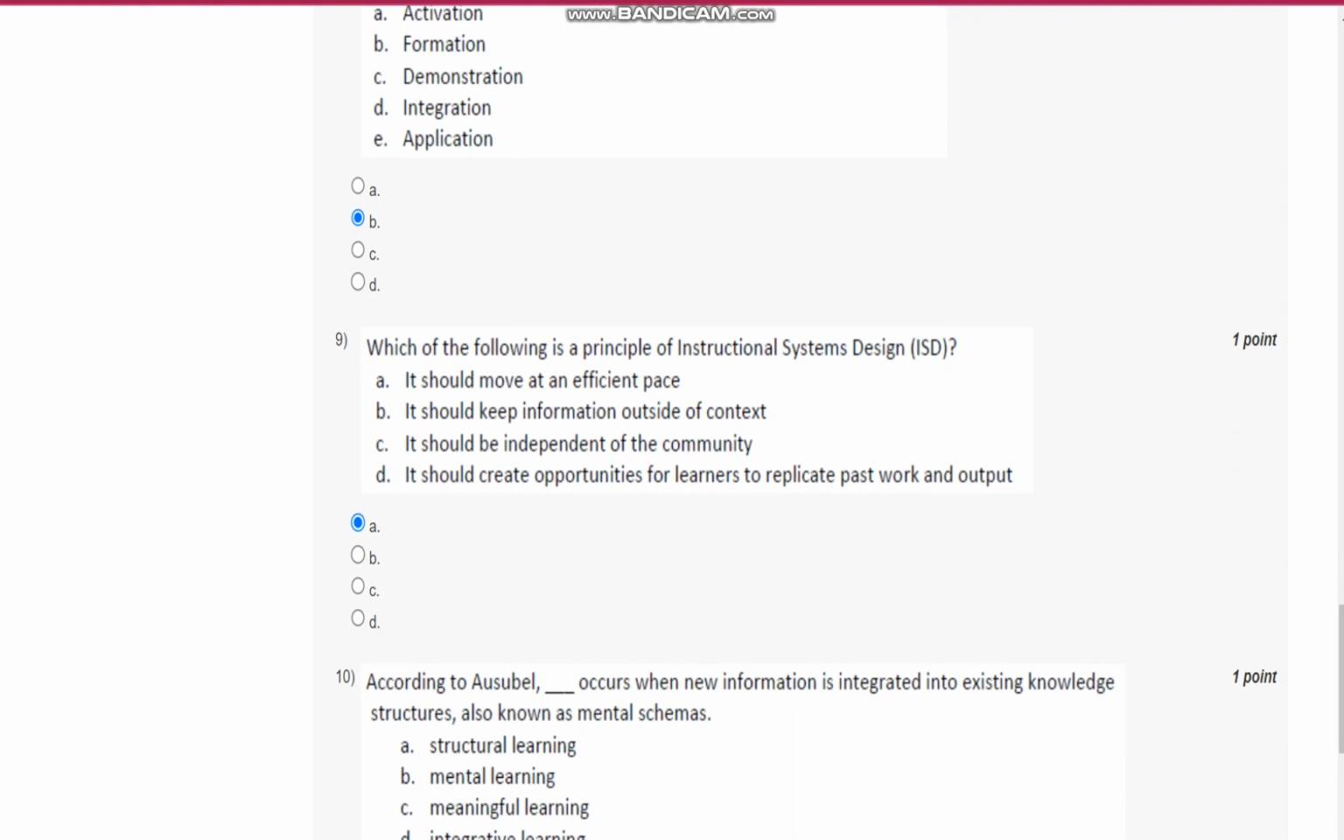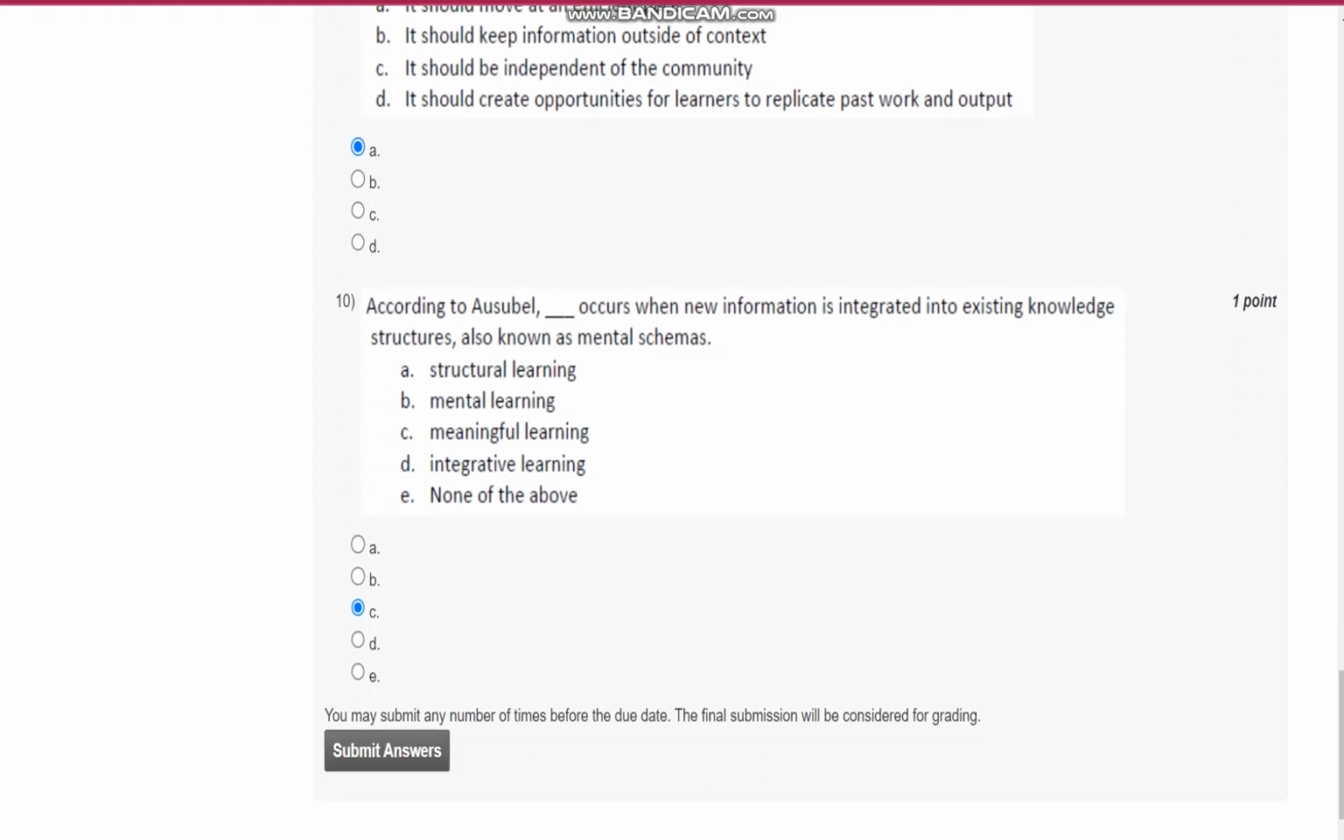Question number 9 is, which of the following is a principle of instructional system design, that is ISD? First, that is, it should move at an efficient pace. Question number 10 is, according to Ausubel, C, that is meaningful learning occurs when new information is integrated into existing knowledge structure, also known as mental schema.